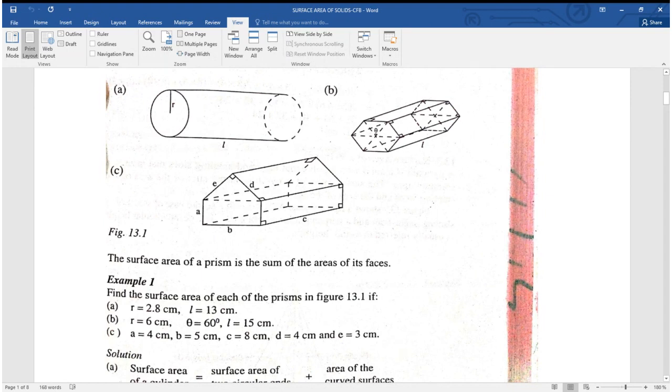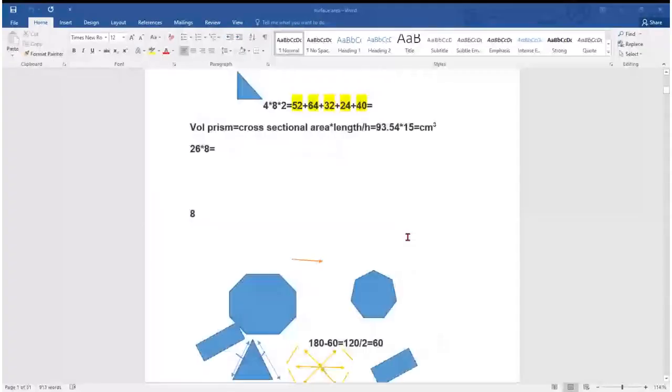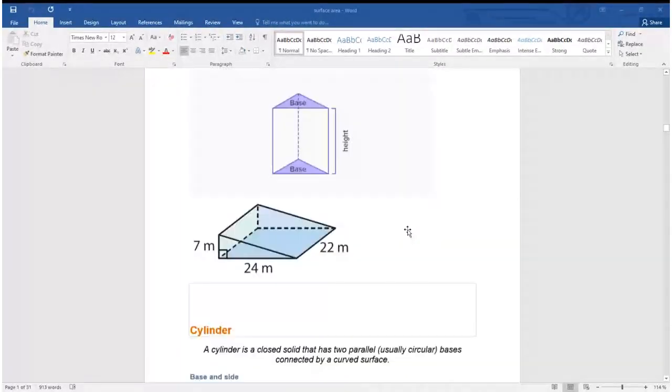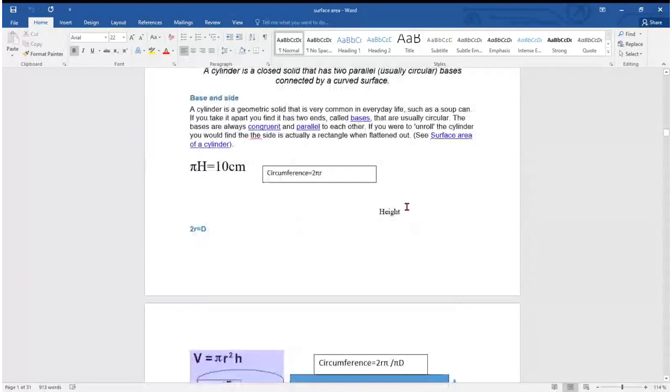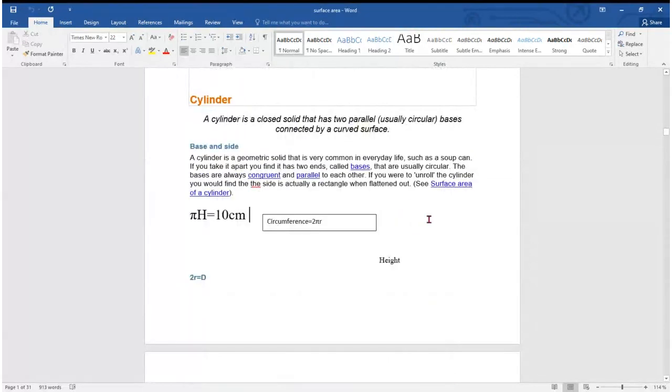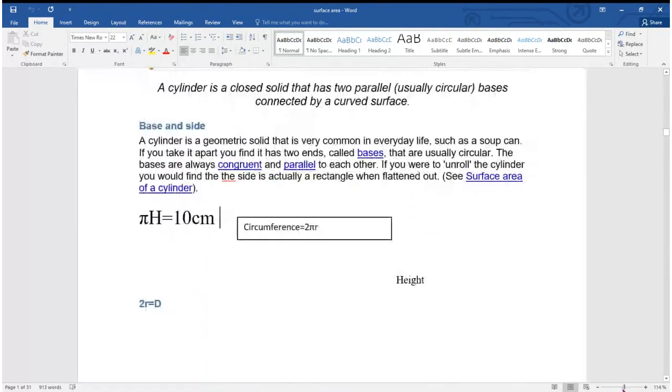So let me share something else here. Let me share something else. I want to share something else here. Can you see this one now? Yes. Okay.